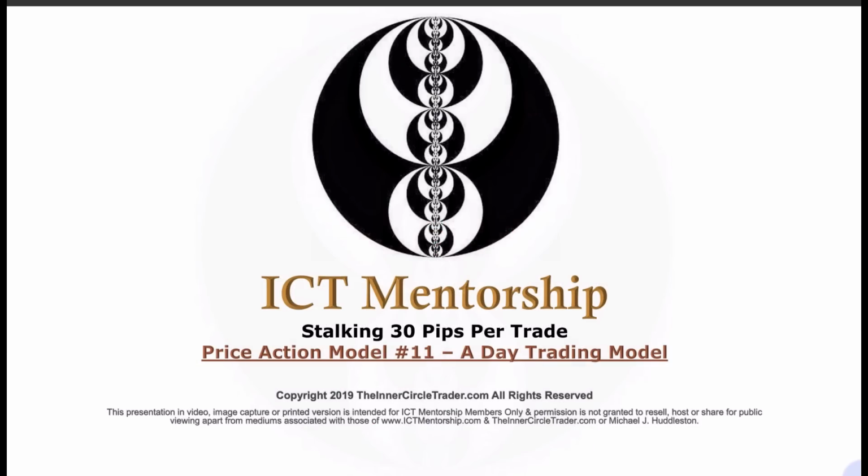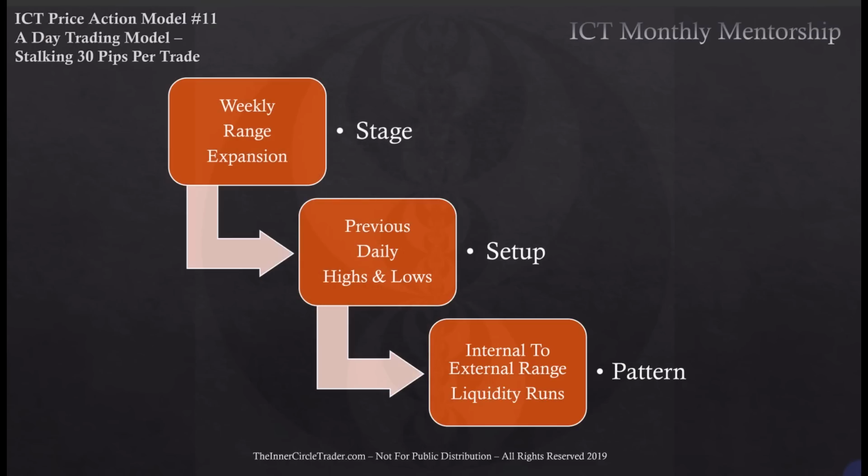Okay, folks, welcome back. This is price action model number 11. This is a day trading model, and it's going to be specifically dealing with stalking setups that provide a potential of 30 pips per trade. So the ICT price action model number 11, day trading model, stalking 30 pips per trade.